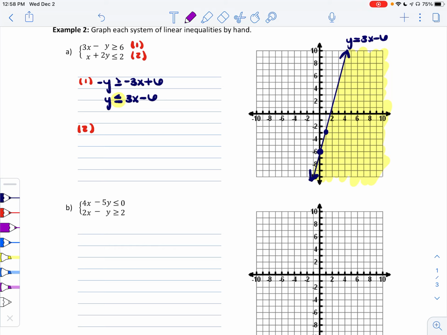So I'm going to start by subtracting the x over. So I'm looking at the second equation now. So I'm going to subtract my x over to give me 2y is less than or equal to -x plus 2. And then divide by 2 on both sides. So we get y is less than or equal to -1/2 x plus 1. All right, so our y-intercept on this one is a +1. And our slope is -1/2, so down 1 over 2.